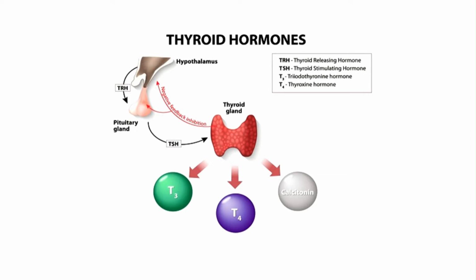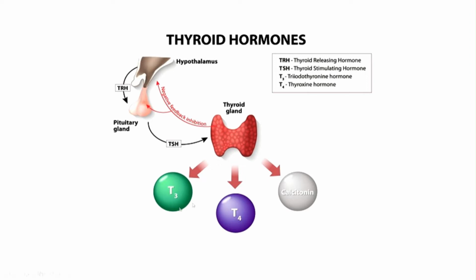The thyroid gland is one of the endocrine glands, and this gland secretes hormones, and these hormones, as we can see here, are triiodothyronine, thyroxine, and calcitonin. These three hormones are very important for the regulation of the metabolism of carbohydrate, lipid, and proteins, as well as for O2 consumption.